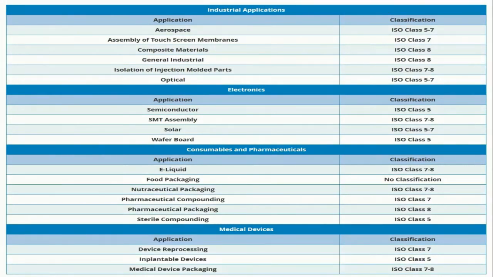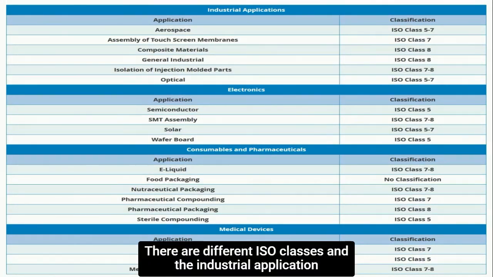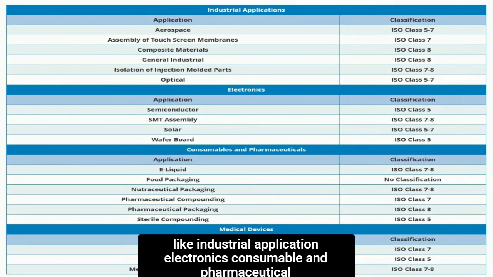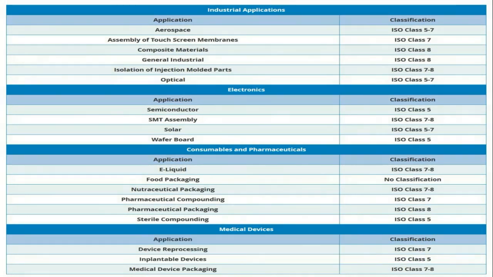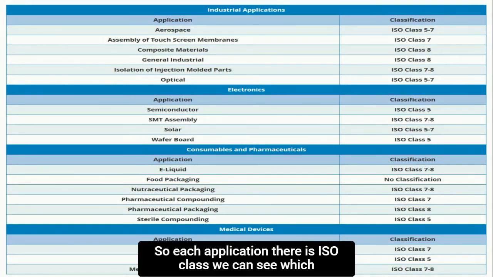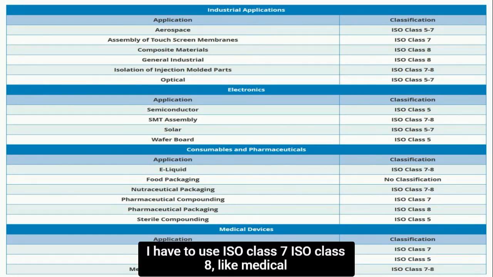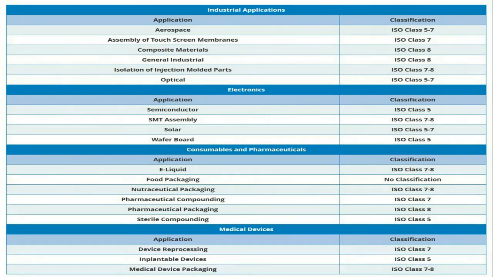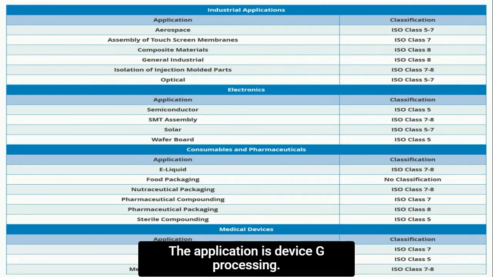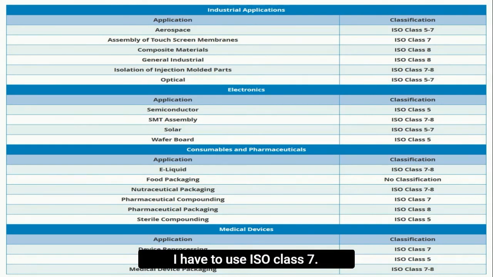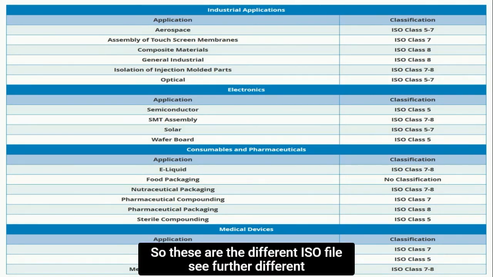In this table, there are different ISO classes and industrial applications, like electronics, consumables and pharmaceuticals, and medical devices. For each application there is an ISO class. We can see which ISO class we have to use for which application. Like in consumables and pharmaceuticals, for e-liquid, I have to use ISO class 7 or ISO class 8. Like in medical device application, for device reprocessing, I have to use ISO class 7. So these are the different ISO classes for the different applications.